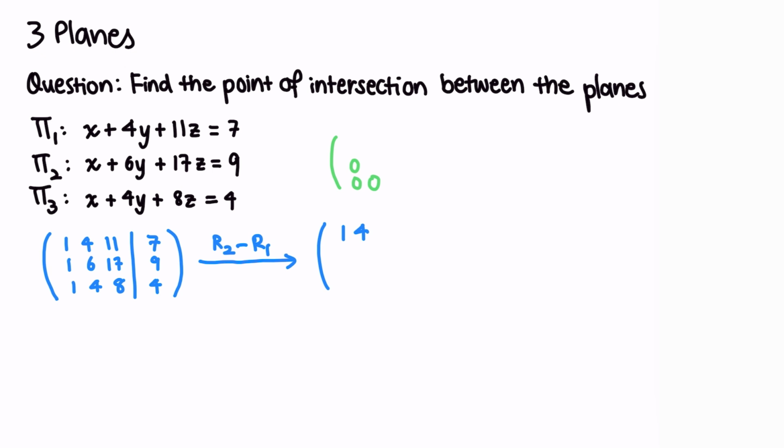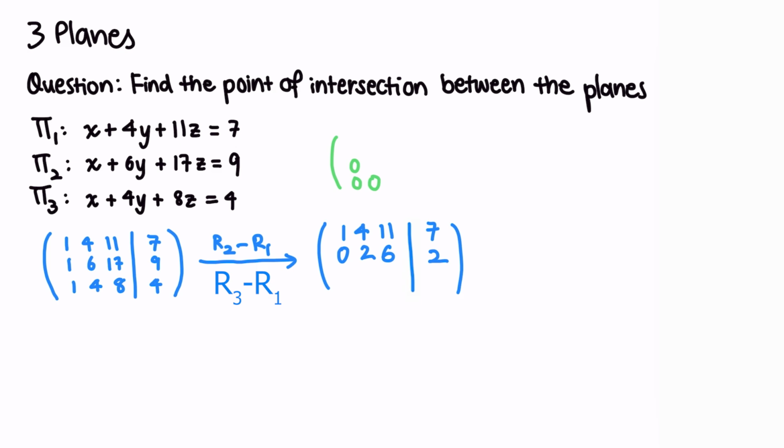I'm going to write down the first row again, 1, 4, 11, and 7. And then I'm going to do row 2 minus row 1. I'll get 1 minus 1 to get 0 here. Then I'll take 6 minus 4, which is just 2. Then I'll take 17 minus 11, which is 6. And finally 9 minus 7, which is 2. Now as you can see, this process, by the way, is called row reduction. You can see that I've gotten my first 0 in this spot over here. Our next goal is to get these 2 zeros over here. So in the third row, what I can do is actually take row 3 minus row 1.